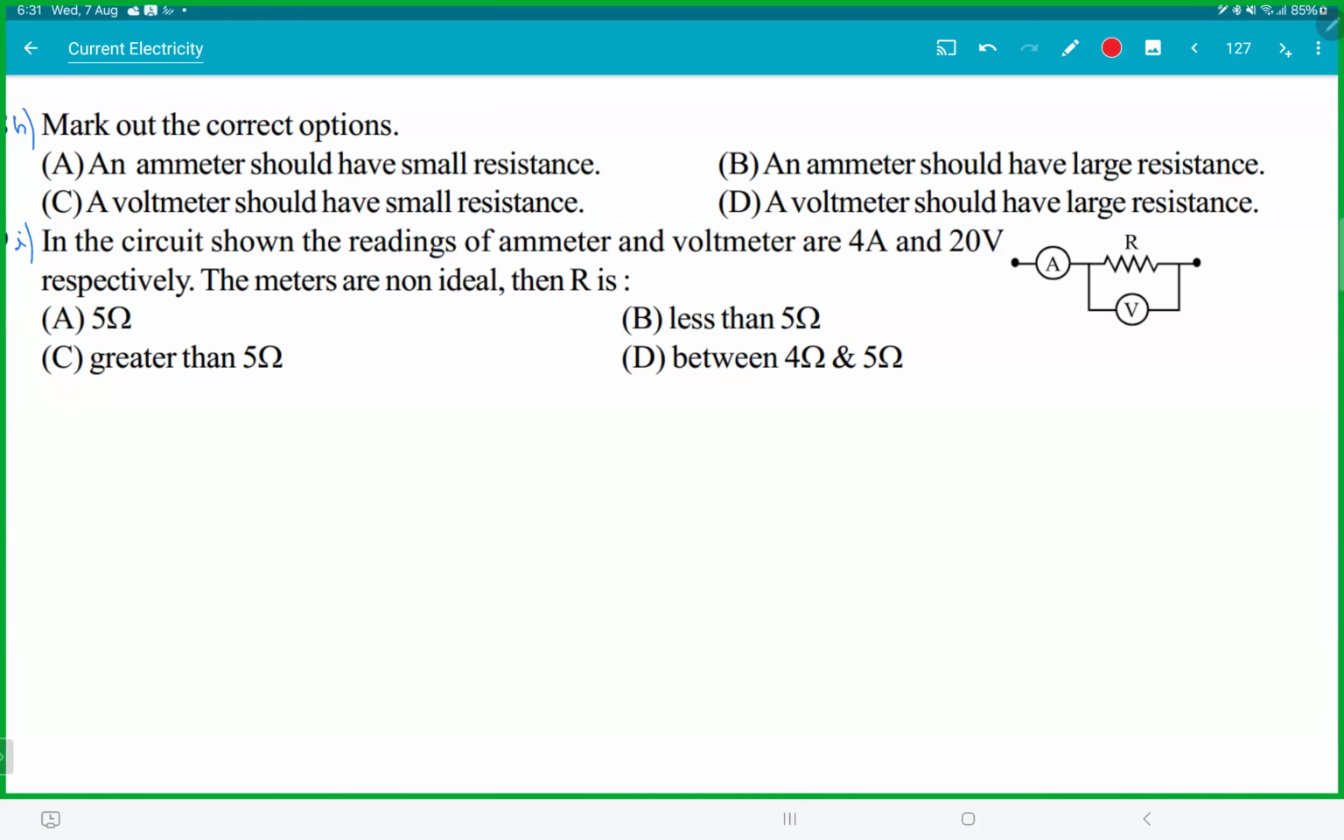This is the same thing as the last one. An ammeter should have small resistance. True. Voltmeter should have large resistance. True. But yeah, okay, that was easy. What about this one? This is a good one. Now you brought non-ideal ones, meaning they themselves have some resistance.